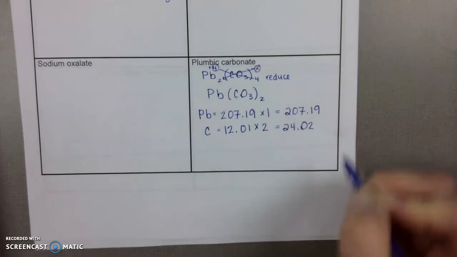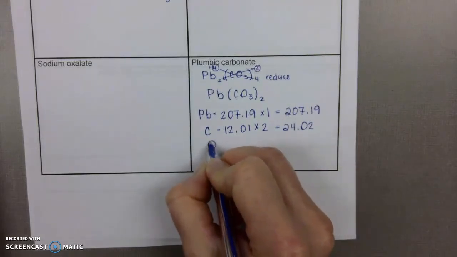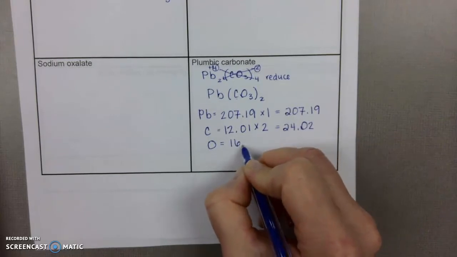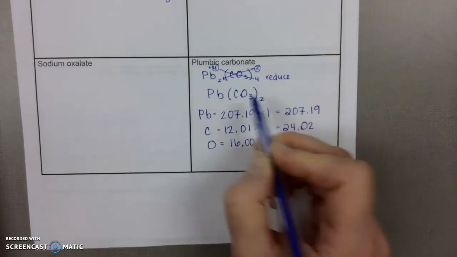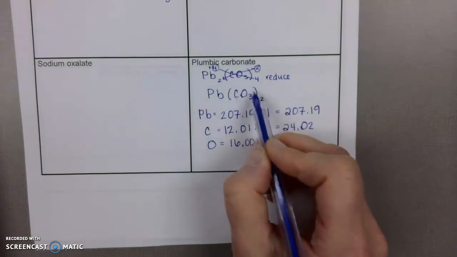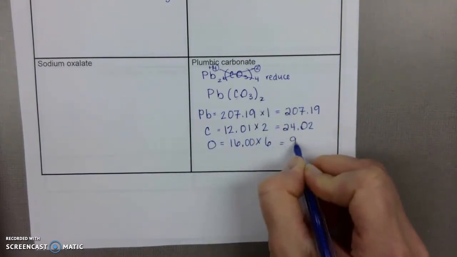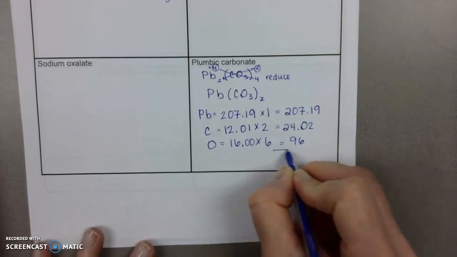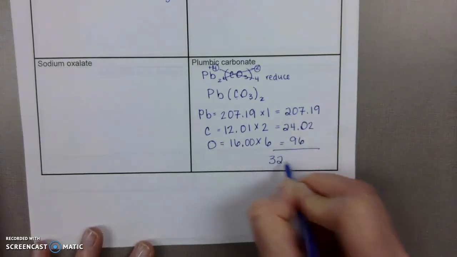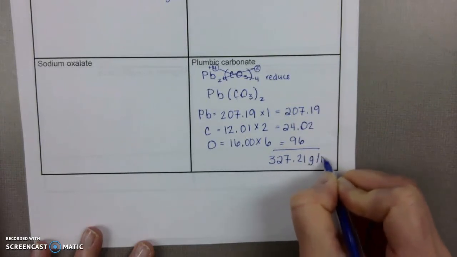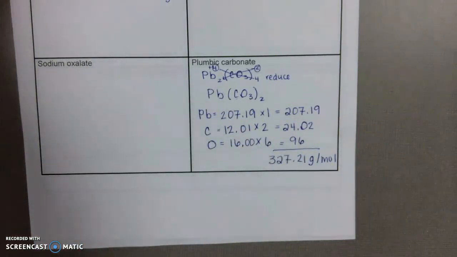And again, these are all grams per mole. Oxygen is 16 on the periodic table, 16.00. And you have 3 times 2, which is 6, giving you 96 grams per mole. Adding them all up, you have 327.21 grams per 1 mole for plumbic carbonate.